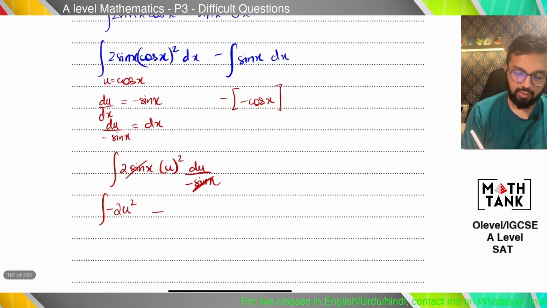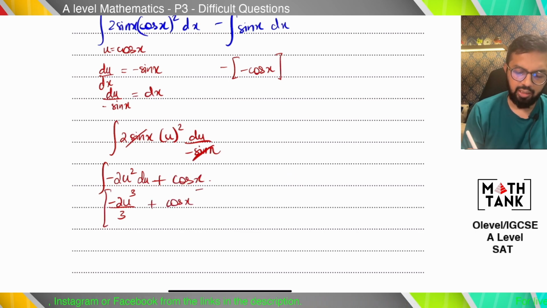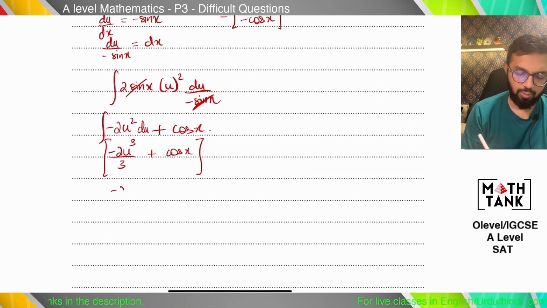Okay, so I have du and plus cos x outside. Can I integrate this? I can say that this becomes minus 2 over 3u plus cos x, and I have the limits. Now I have the limits for x. I can separate the limits for u as well, or I can go back and write cos x cubed over 3 plus cos x.